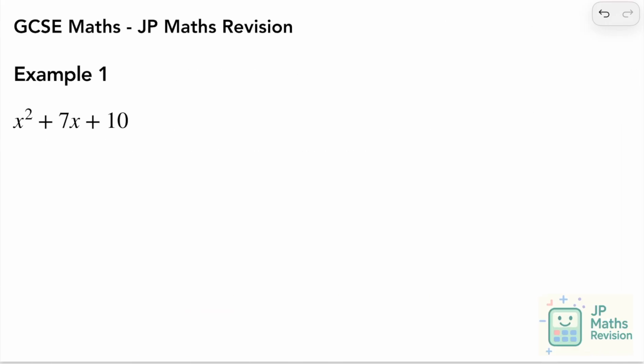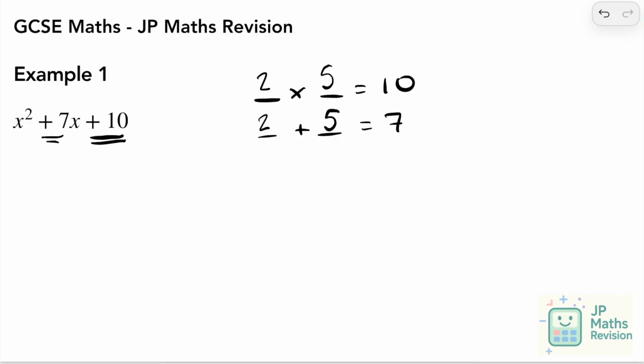So here's an example. We have x squared plus 7x plus 10. We need to factorise this, so we need to put it into brackets. The first thing we need to do is think of two numbers that multiply to this number on the end and add to this number in the middle. So we need two numbers that multiply, in this case, to 10 and add to 7. If we think of the factors of 10, I know that 1 and 10 multiply to make 10, but 1 plus 10 would be 11. So it's not 1 and 10. Alternatively, I could have 2 and 5. I know that 2 times 5 is 10, and I also know that 2 plus 5 is 7. That tells us that we have the right combination of numbers.